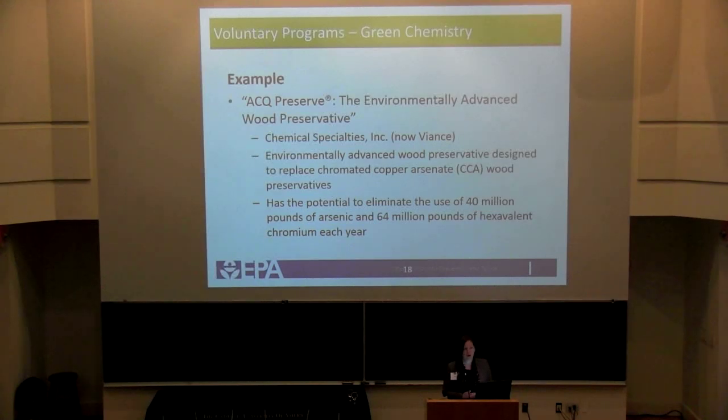This is commercialized, has been for a number of years. It has the potential to eliminate up to 40 million pounds of arsenic and 64 million pounds of hexavalent chromium each year from these wood building products. It's been certified by appropriate organizations in the U.S. for both ground contact and above ground building applications.